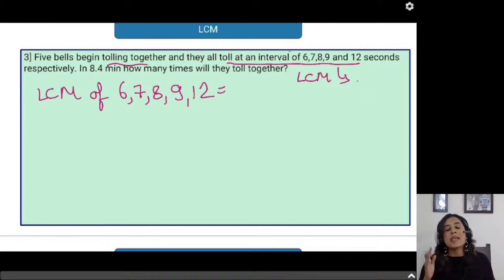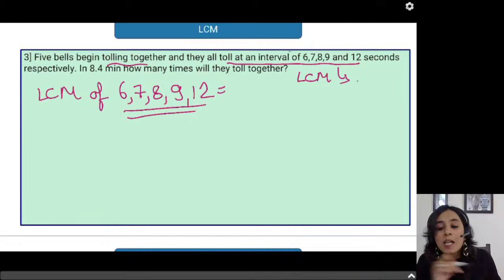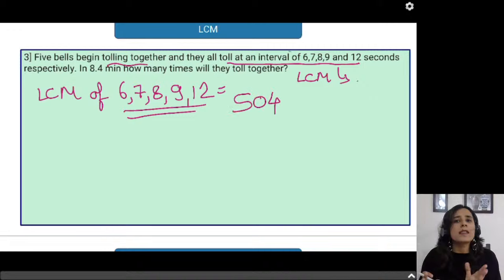Yes, this is the correct answer. Shivangi and Venom, you are right. The LCM is 504, and with Shivangi and Venom as the representatives of this class, I think you people have understood the concept of LCM. So the LCM of 6, 7, 8, 9, and 12 is 504. If there is anybody who still hasn't understood how to calculate LCM, please text me on my social media account or in the Telegram group, and I'll be happy to help you guys.